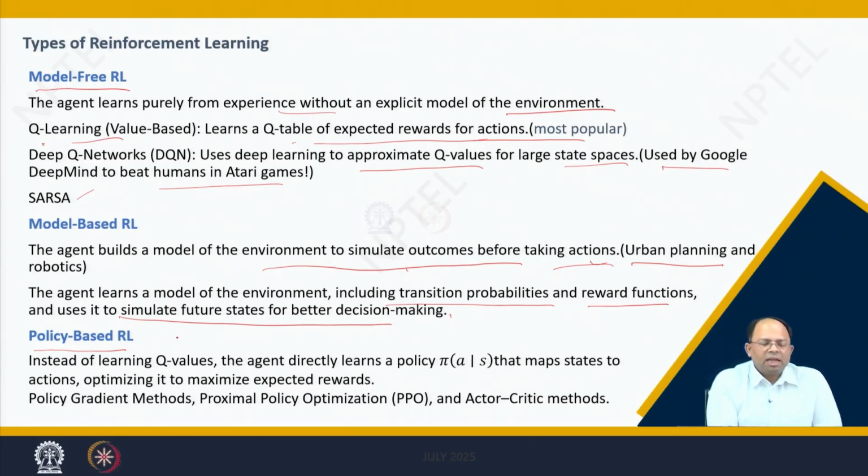Then policy-based RL: instead of learning Q values, the agent directly learns a policy that maps states to actions, optimizing it to maximize expected rewards. So here, instead of the Q values, we directly learn the policy itself, which will maximize expected rewards. These are policy gradient methods, proximal policy optimization, and actor-critic methods. So these are the different algorithms in this category.